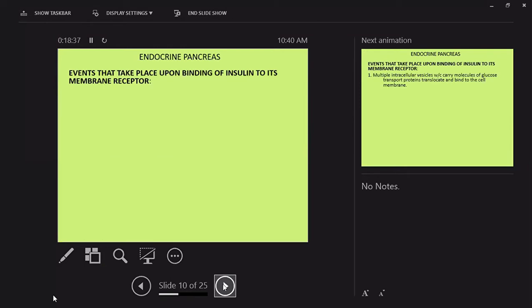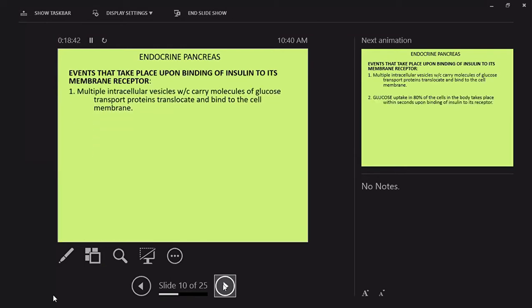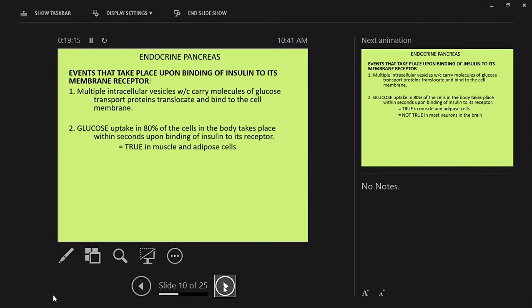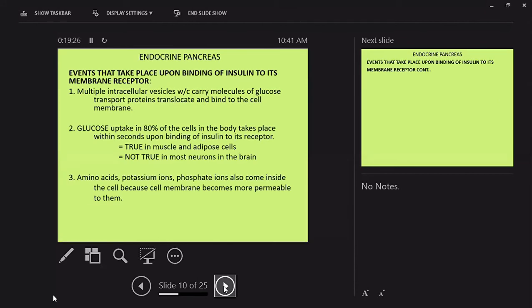Events that take place upon binding of insulin to its receptor: multiple intracellular vesicles, which carry molecules of glucose transport proteins, translocate and bind to the cell membrane. Glucose uptake in 80% of the cells in the body takes place within seconds upon binding of insulin to its receptor. True in muscles and adipose cells. Not true in most neurons in the brain. Amino acids, potassium ions, and phosphate ions also come inside the cell because the cell membrane becomes more permeable to them.